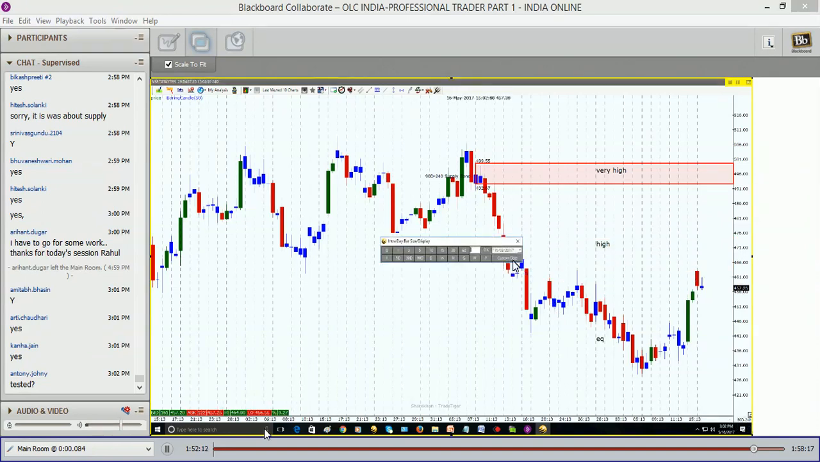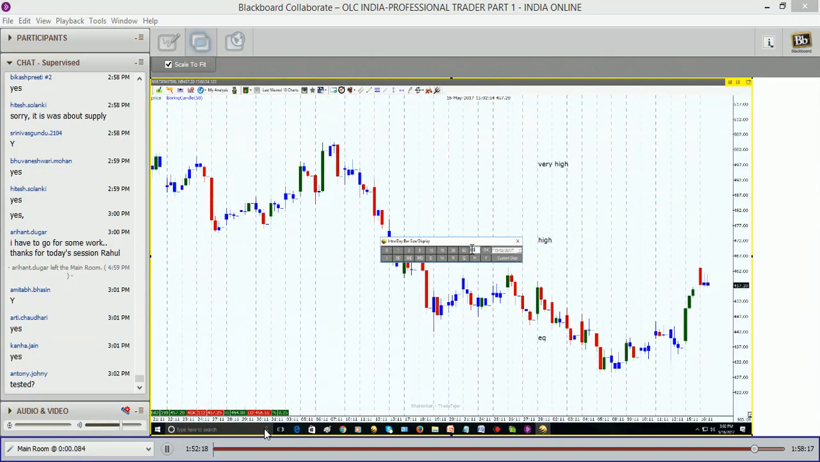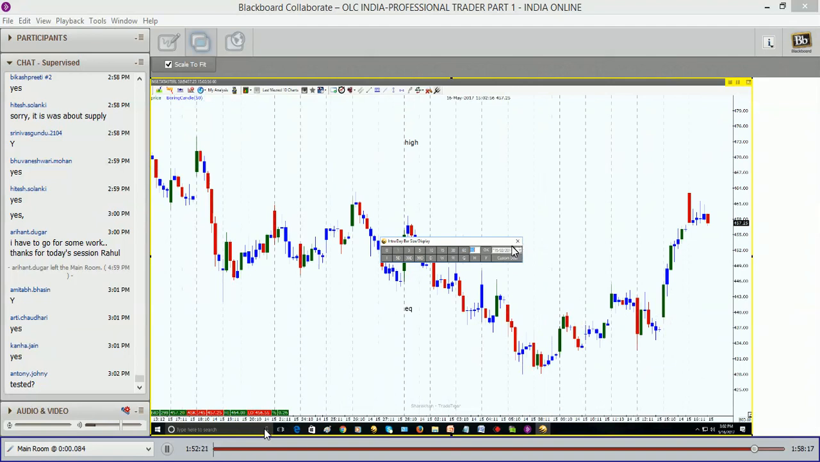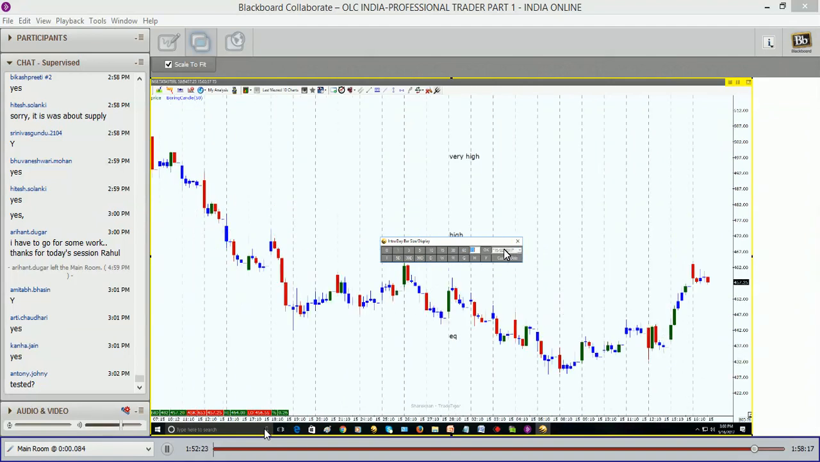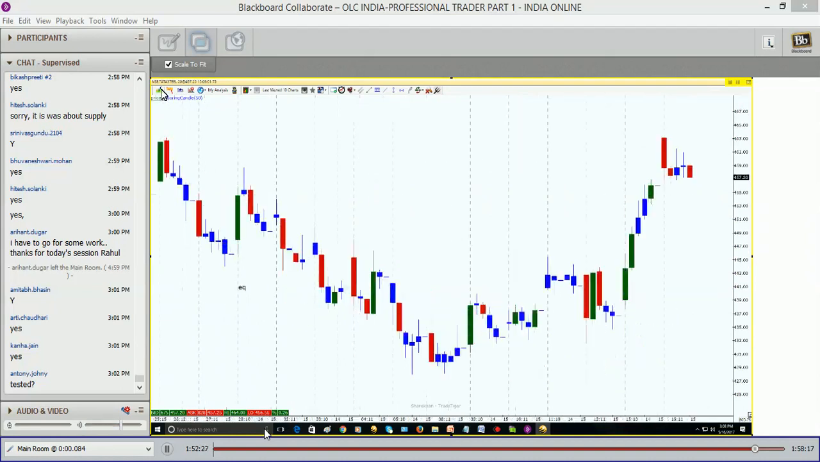On the demand side, let's see if I can mark something on the demand side, 125 minute, or let's say the 60 minute, or even the 75 minute. Where do I have a good zone? I have a zone on the 75 minute.